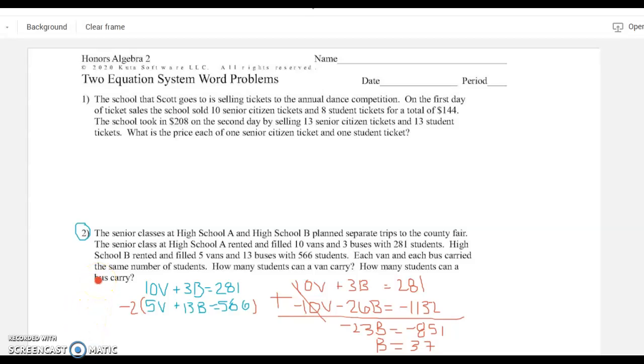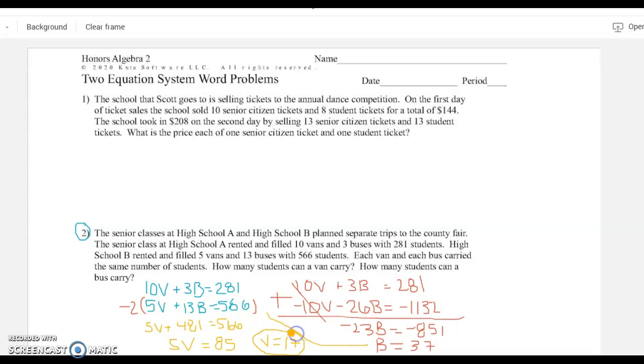So now if I know there's 37 kids on the bus, to find out the van, I could take that information and substitute it back into either equation. So I'm going to go here. I'd have 5V plus 13 times B, which is 37, is 481, and that equals 566. So then I'm going to solve. I'm going to subtract 481. So 5V equals 566 minus 481, which is 85. Then to get rid of the multiply by 5, I'm going to divide by 5. So 85 divided by 5 is 17.